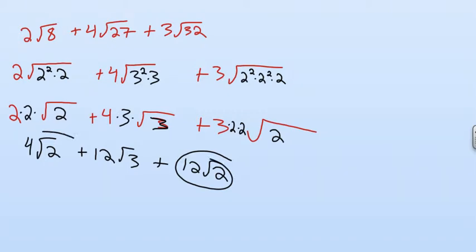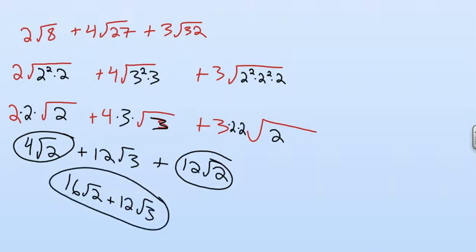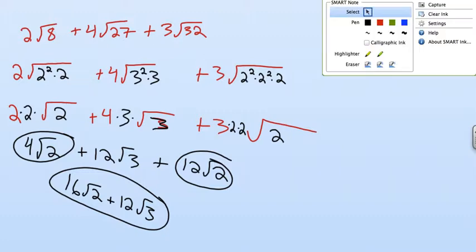These are my like terms, so I get to add those together, and I get 16 square root of 2 when I add those, and 12 square root of 3 has to stay separate. Okay, so you can only add them if they've got the same number under the square root.